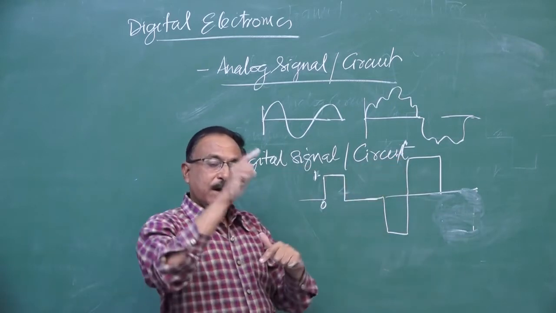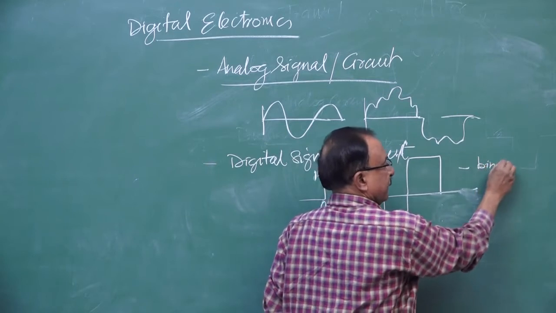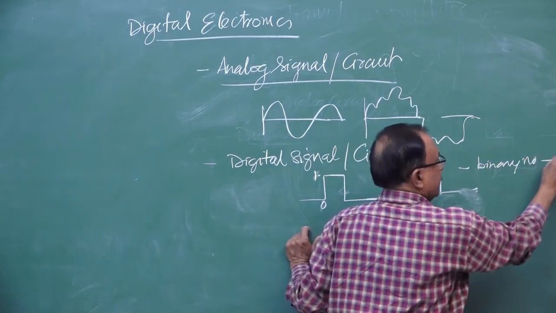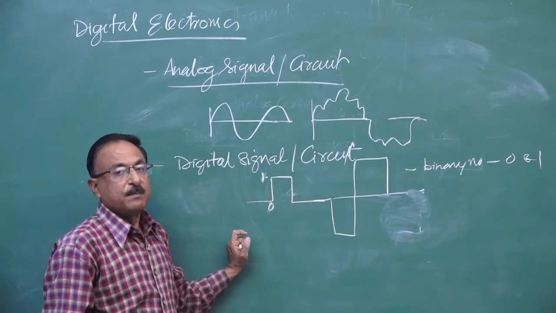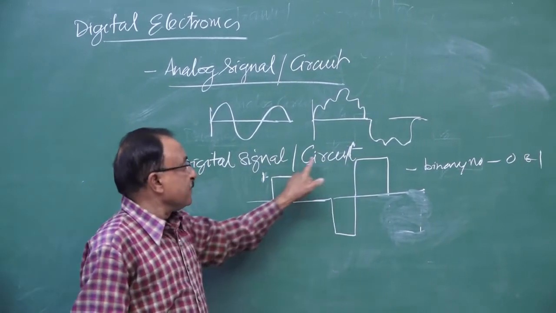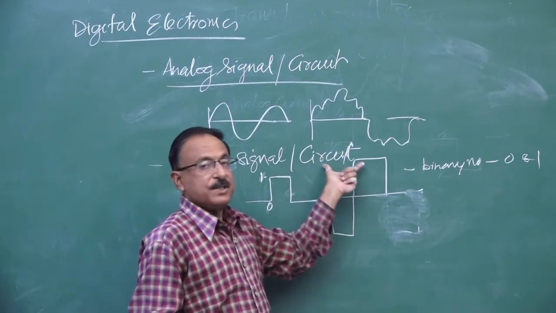Their high and low values are represented by the binary numbers 0 and 1. 0 we represent as low and 1 we represent as high. A circuit which responds to this type of digital signal is called a digital circuit.